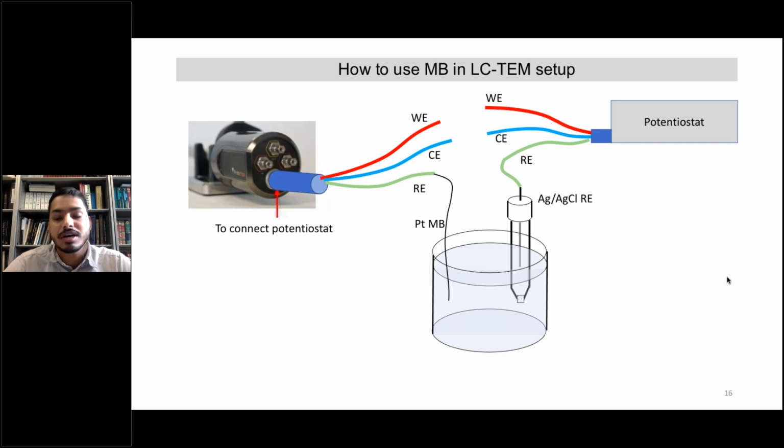It does work, and we have done multiple experiments to confirm that it is giving us exactly the same result that you get with your conventional setup. All right. So the platinum bridge concept is really good, and we went bananas with the setup.